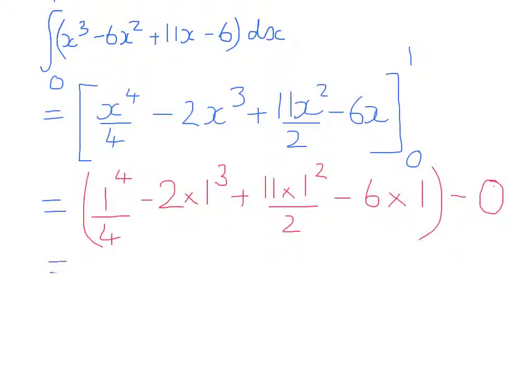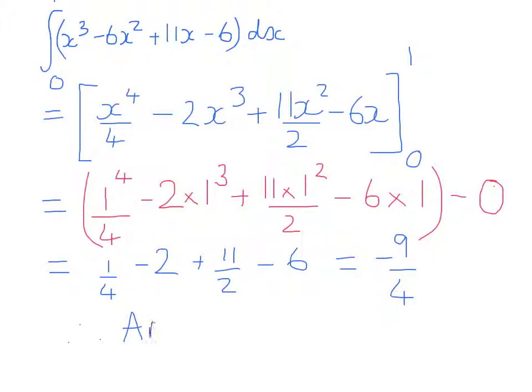Now, 1 to the 4 over 4 is a quarter, minus 2 times 1 cubed is just 2, plus 11 over 2 minus 6. Not a pretty thing to do, but with a bit of work we discover that that's equal to minus 9 over 4.